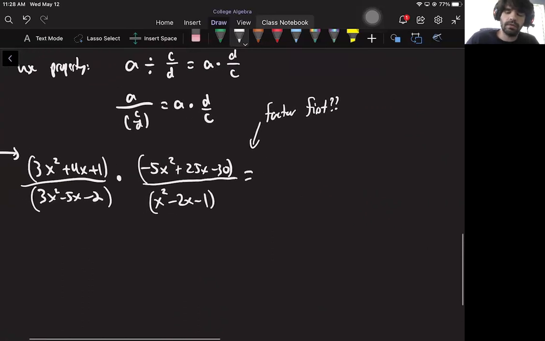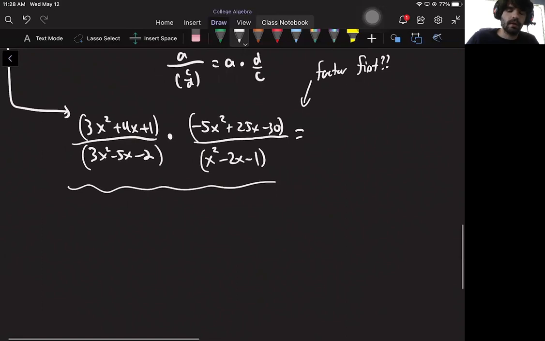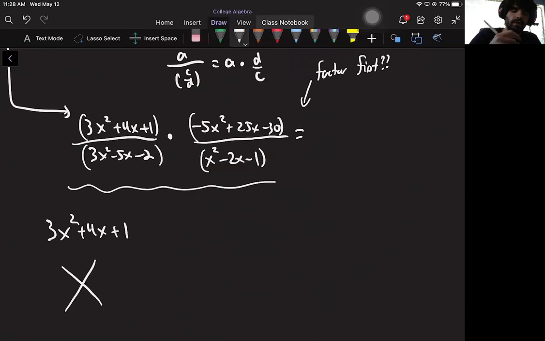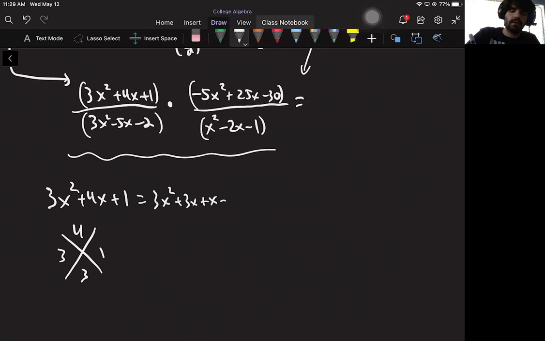So what I'm going to do is off to the side somewhere, maybe I'll do it down here. I will factor these things as best I can. So for example, 3x squared plus 4x plus 1, I can do my little box here. So it's got to multiply to 3 and add to 4. And then let's see, what does that? How about just 3 and 1? So then this is 3x squared plus 3x plus x plus 1.